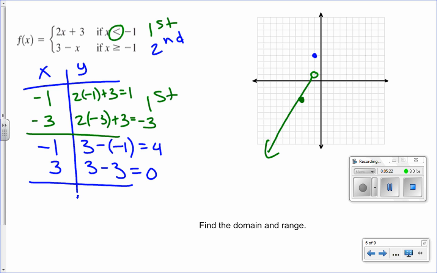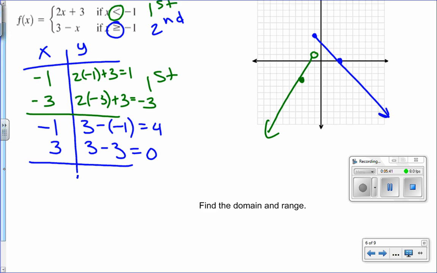I'm going to graph 3, 0, and connect those with a straight line. I'm using a closed circle here because of the equal to. If x is equal to -1, it would go into the second function. One thing we could do with this is recognize the domain and range.